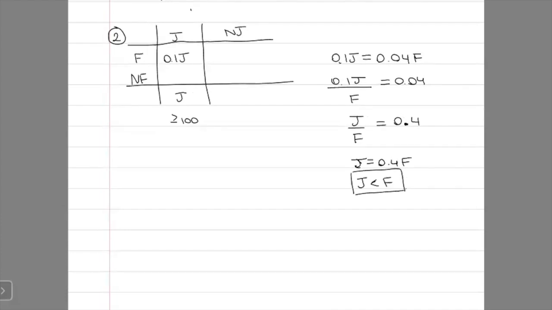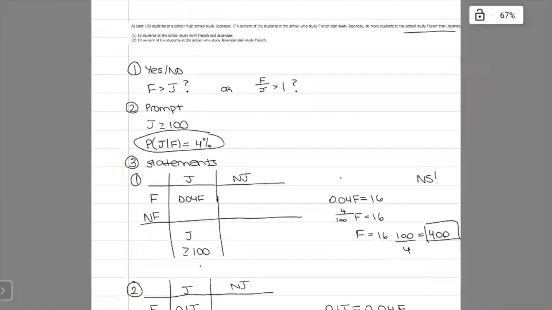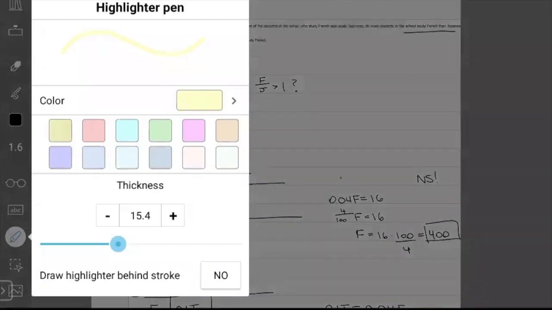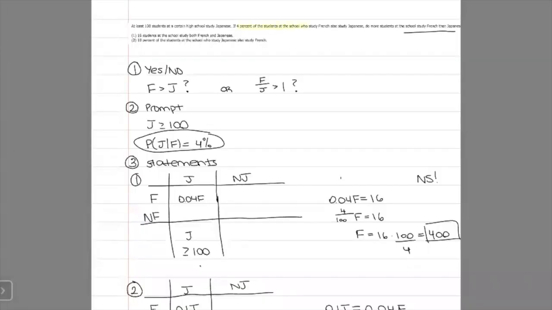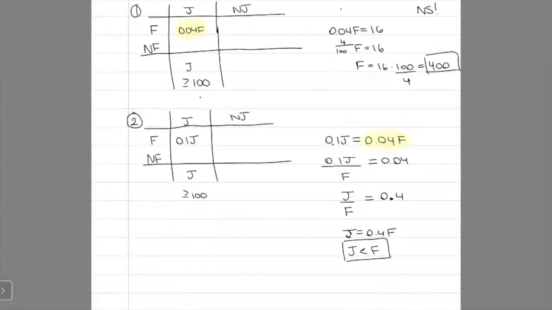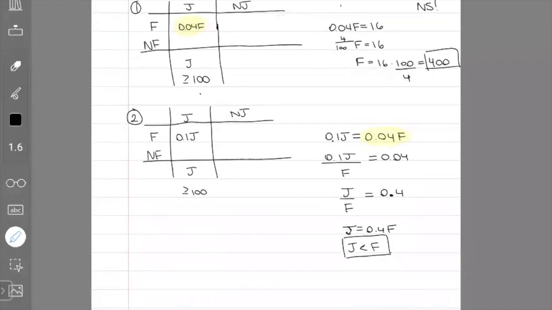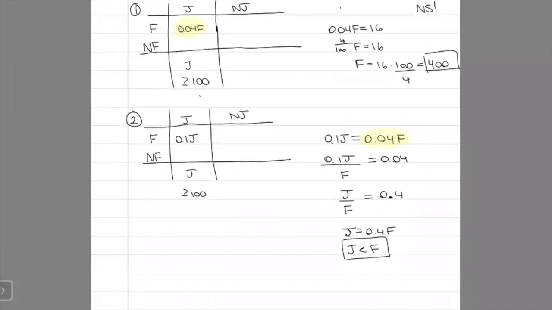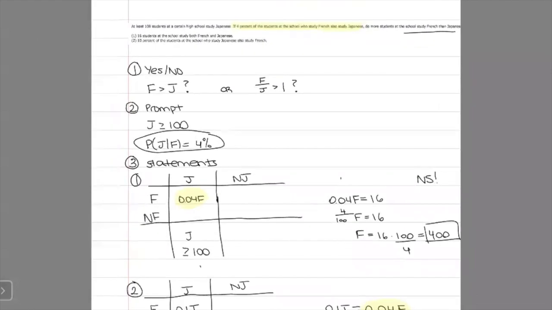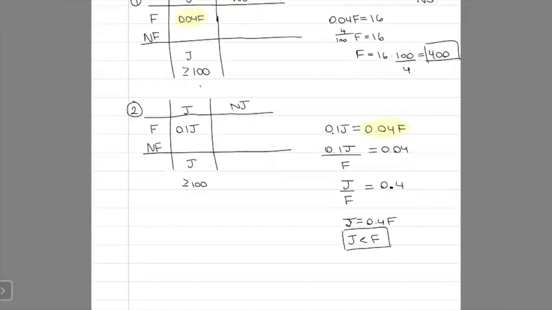So this is also why you want to organize all of the data, because in this case you have to be careful to consider this portion, the 4% of students who study French also study Japanese. That was applicable to both. And then statement 1 in this case wasn't necessary. Knowing that that number was 16 wasn't actually necessary to be able to say that the Japanese is less than the French. And so in this case, the answer would be yes, so it would be sufficient.